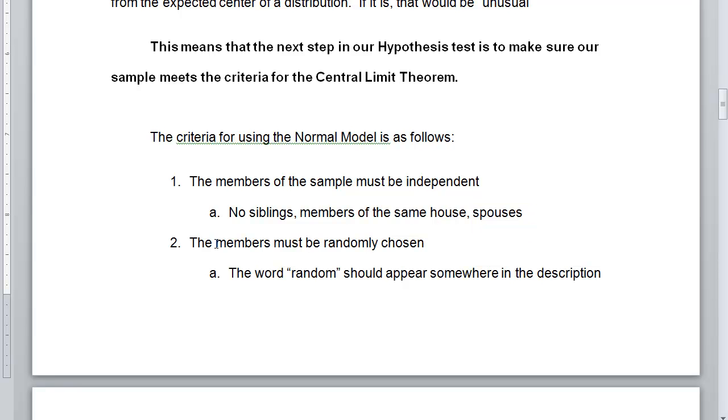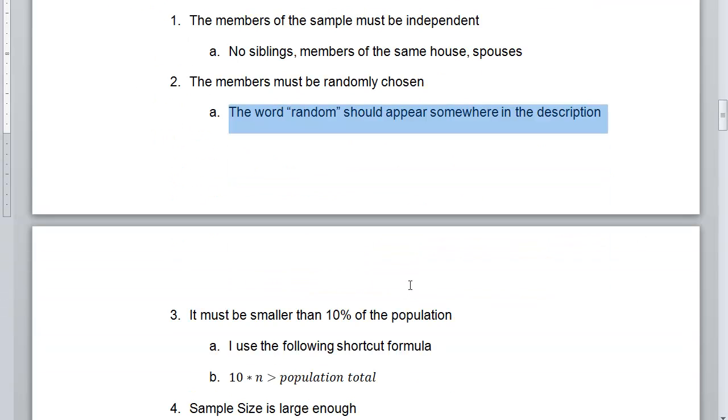The members must be randomly chosen. The word random should appear somewhere in the description of the problem or the selection process. Remember, randomization is really important to make sure that the sample looks like the population that we're looking for, that there's no bias involved. All right?